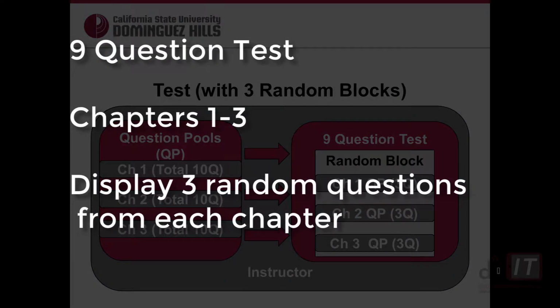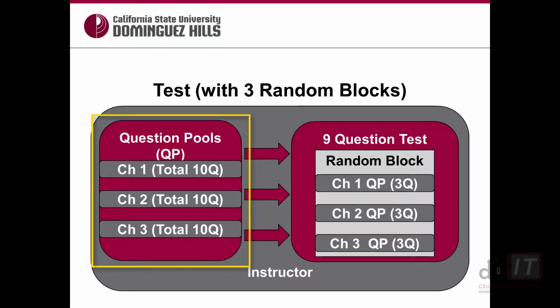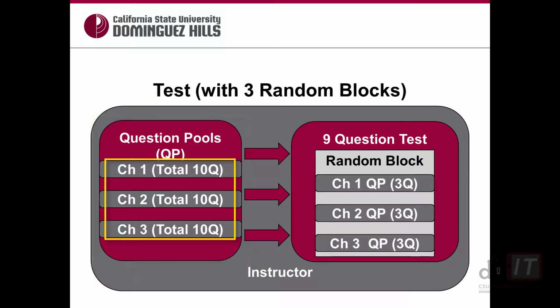Here's a small visual example of how a random block can be used in a test. Let's say I want to create a 9-question test consisting of chapters 1 through 3 in a course, and I want the students in my class to get 3 random questions from each chapter. So on the left, I have 3 question pools: one for chapter 1, one for chapter 2, and the other for chapter 3. And as you can see, each question pool has 10 questions.